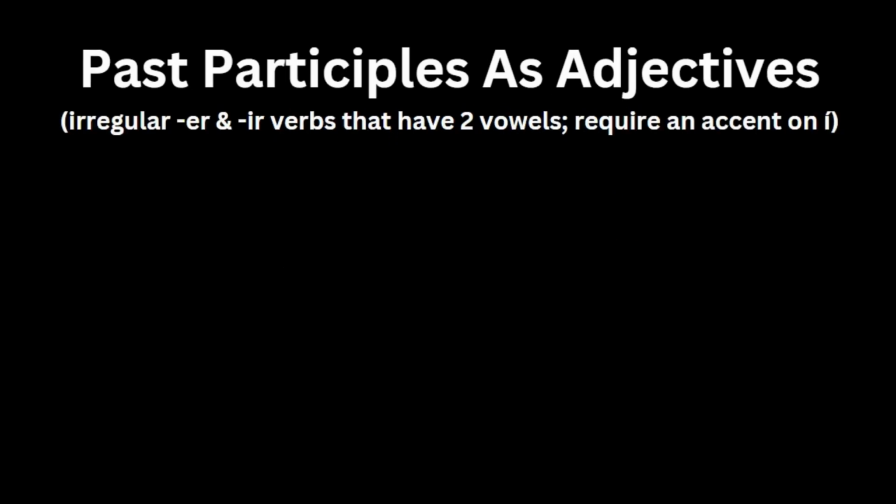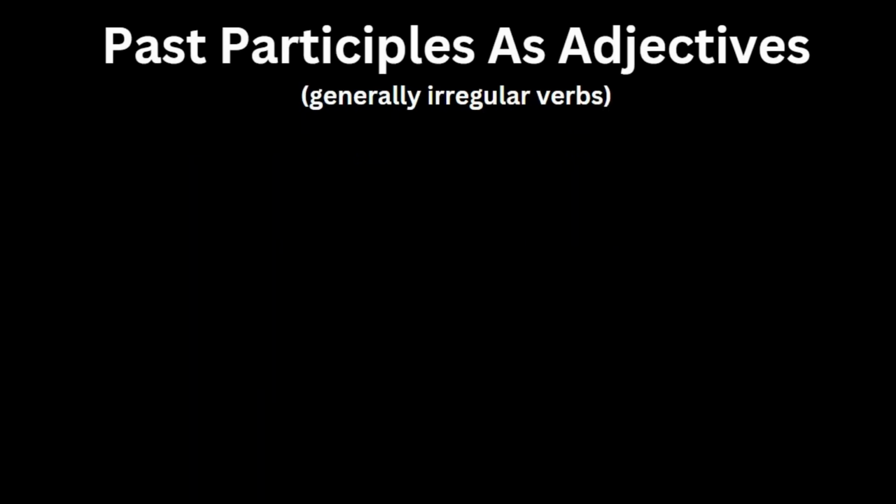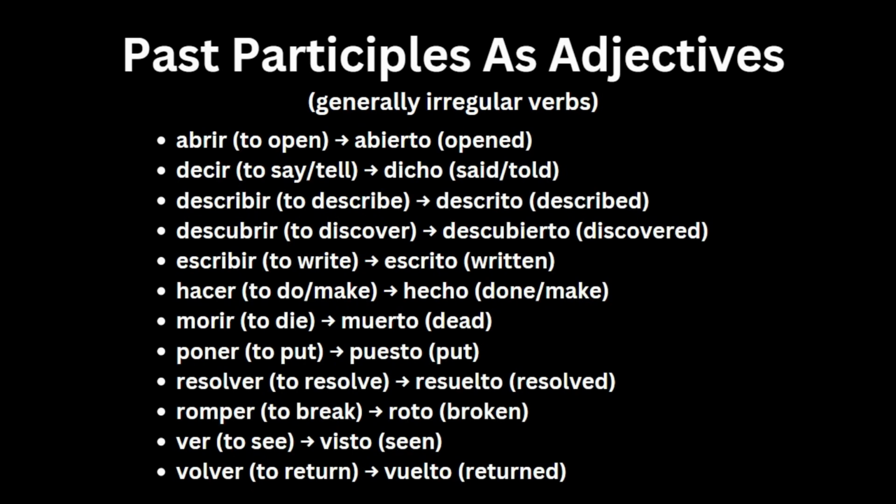There are, however, irregular verbs that require an accent on the I, primarily ER and IR verbs that end with two vowels, like caer, which becomes caído, with an emphasis on the I, creer, which becomes creído, leer, which becomes leído, oír, which becomes oído, reír, which becomes reído, sonreír, which becomes sonreído, and traer, which becomes traído. Of course, there are other verbs in Spanish that follow this pattern, but you don't need to know all of them. At last, there are general irregular verbs used as past participles, and these include abrir, decir, describir, descubrir, escribir, hacer, morir, poner, resolver, romper, ver, and volver. In case you want to use these verbs as adjectives, now you know how.